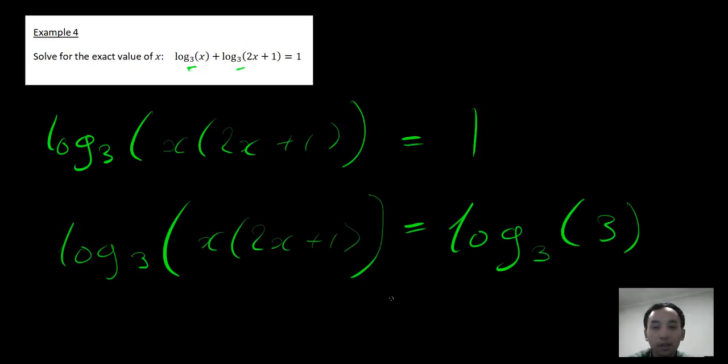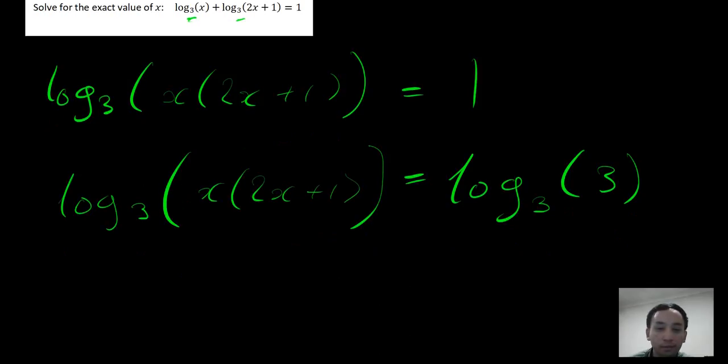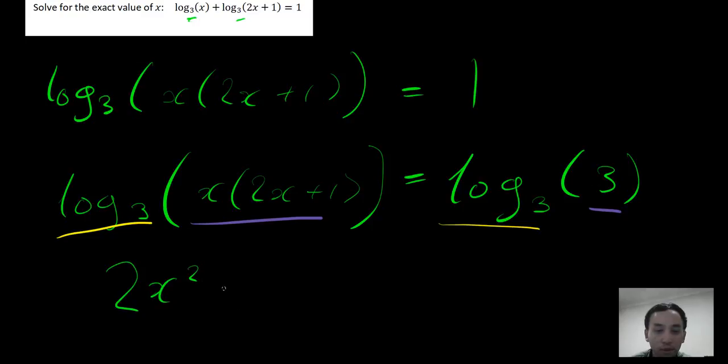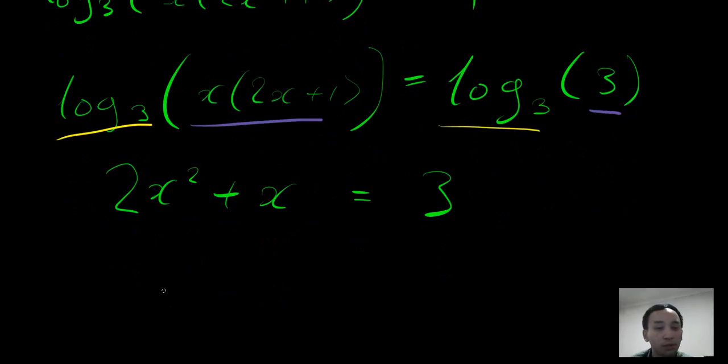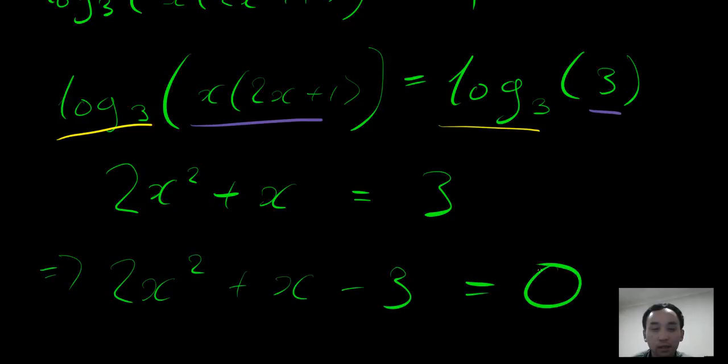And the reason why I'm doing this is because the two logarithm bases are the same. So this means what's inside the bracket must also match up. So we're going to have x, actually let's expand what's inside. So 2x squared plus x is equal to 3. Okay, and if that is the case, then solving this just means that we're solving a quadratic. And I'm just going to grab the 3 to the left side. So when we solve a quadratic, it's nice to have everything on one side.